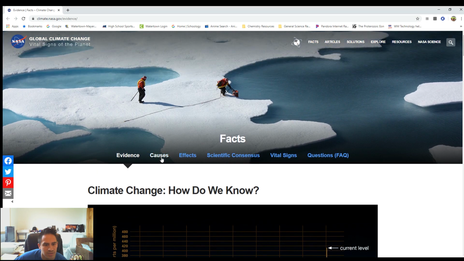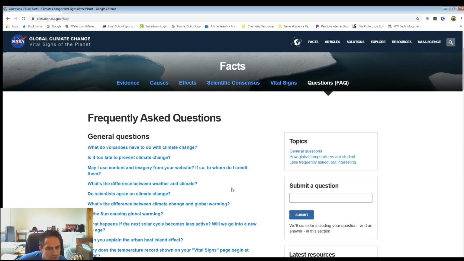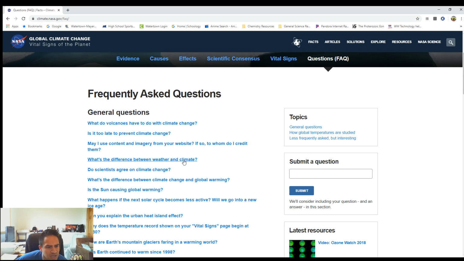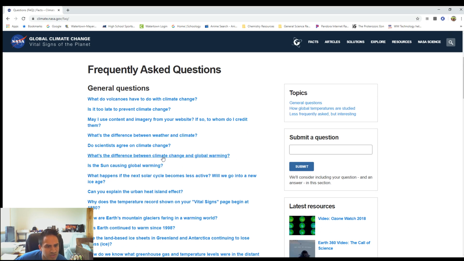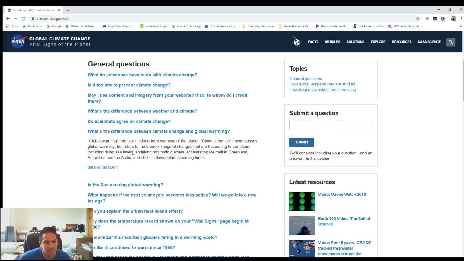Let's go to questions, FAQ, and see if it has a question about what is climate change. Let's see here. What's the difference between weather and climate? That one might do it. Here we go. What's the difference between climate change and global warming? Let's click on this and see what it says. Global warming refers to the long-term warming of the planet. Climate change encompasses global warming but refers to the broader range of changes that are happening to our planet, including rising sea levels, shrinking mountain glaciers, accelerating ice melt in Greenland, Antarctica, and the Arctic, and shifts in flower and plant blooming times. All right, so I think this is what we're looking for when it talks about what is climate change.